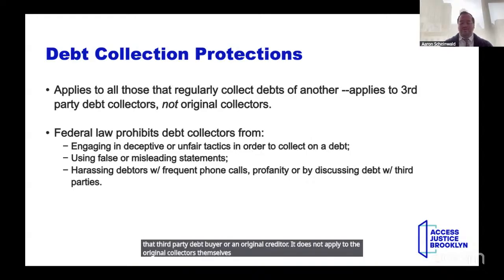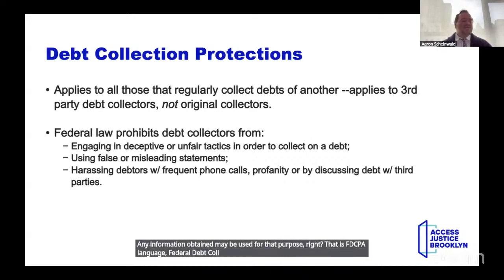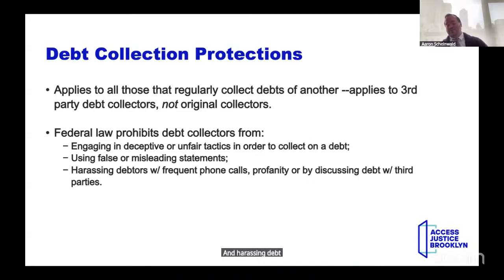So everyone has heard, this is an attempt to collect a debt. Any information obtained may be used for that purpose, right? That is FDCPA language, Federal Debt Collection Practices Act language that states to consumers the rights that they have regarding third-party collectors. So debt collectors under federal law are prohibited from engaging in deceptive or unfair tactics to collect on a debt, using false or misleading statements, and harassing debtors. We'll talk a little bit about what that means specifically in New York City in a second.